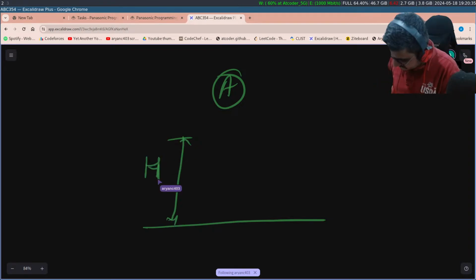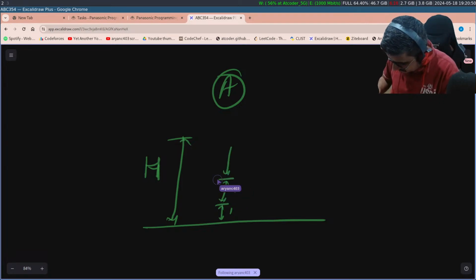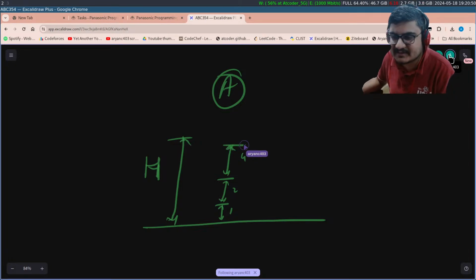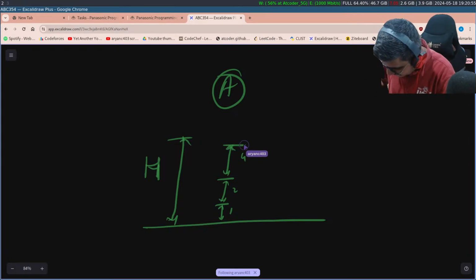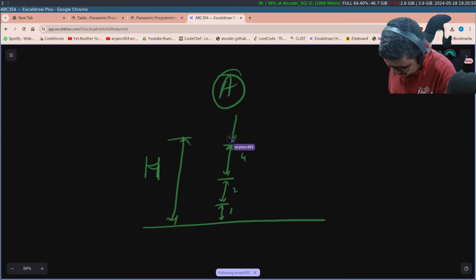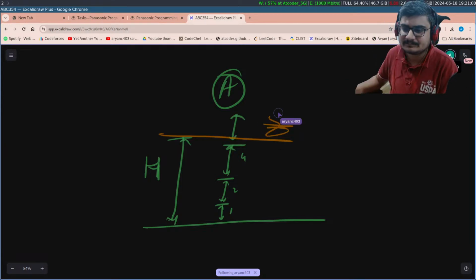On the 0 day night, the height of the plant increases by 1. On the first day's night, the height of the plant increases by 2. So overall height 3. On the third day, height increases by 4, and so on. It keeps on increasing exponentially, and it asks us to find the day when the height of the plant would be more than Takashi's height.